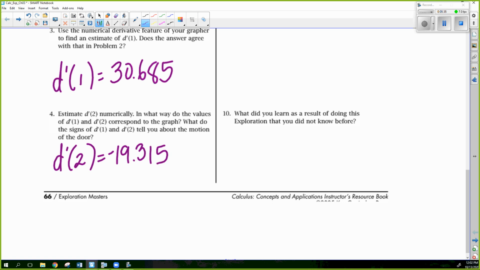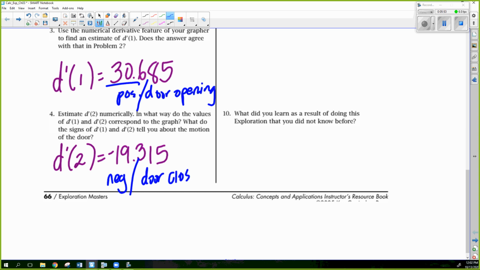And again, what do the signs tell you about the motion of the door? Positive, door opening, right? And so you guys just noticed that when it was negative, the door was closing.